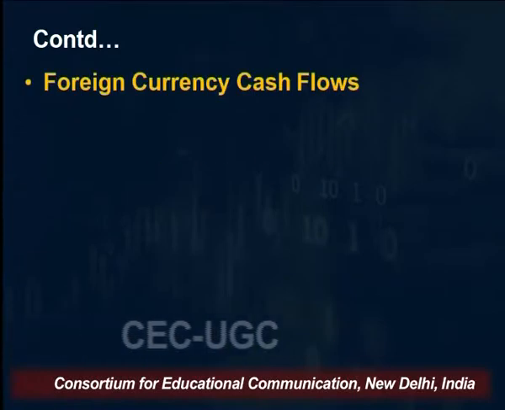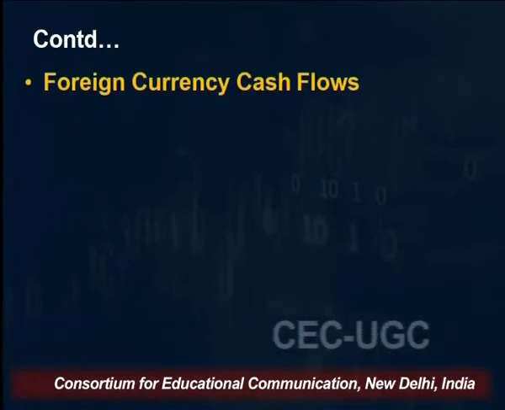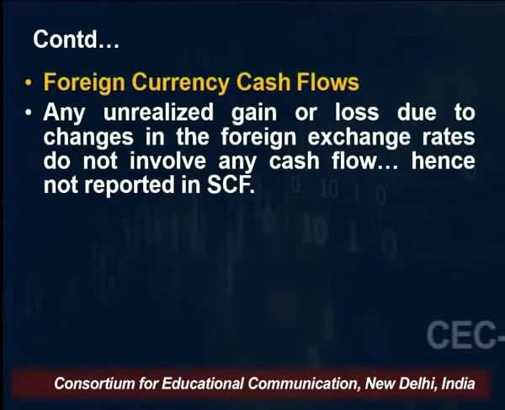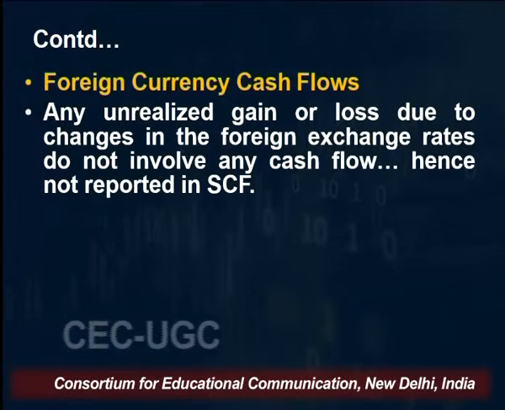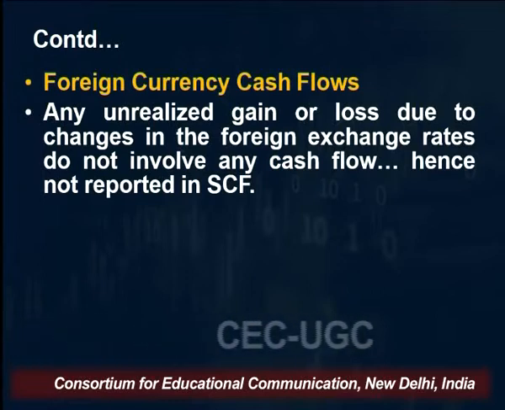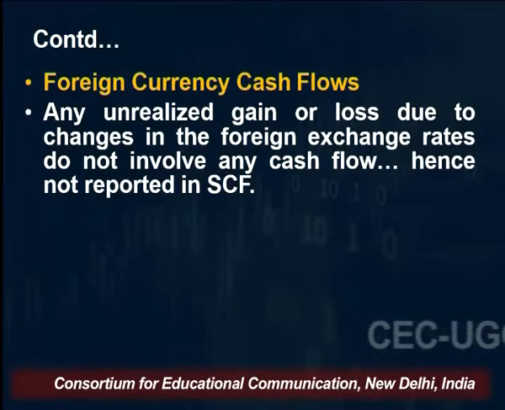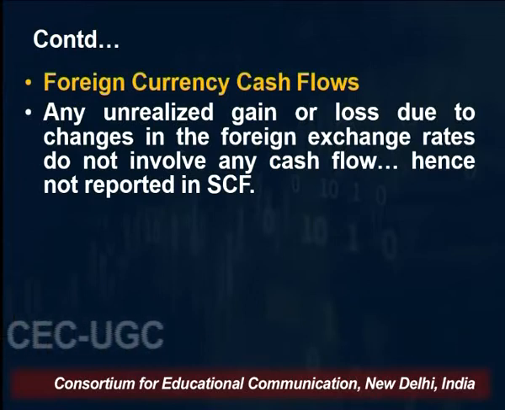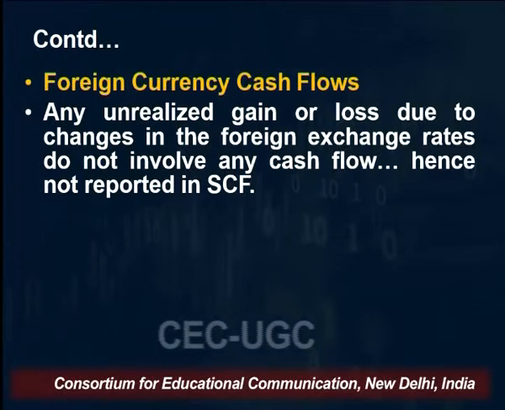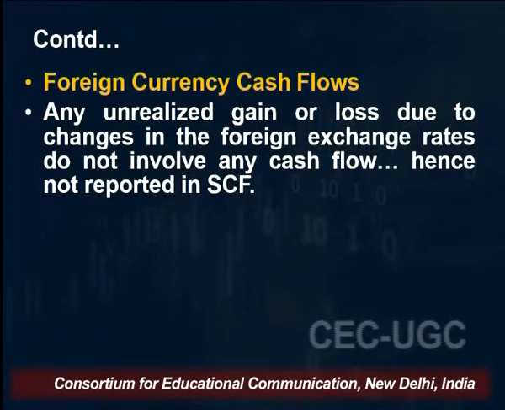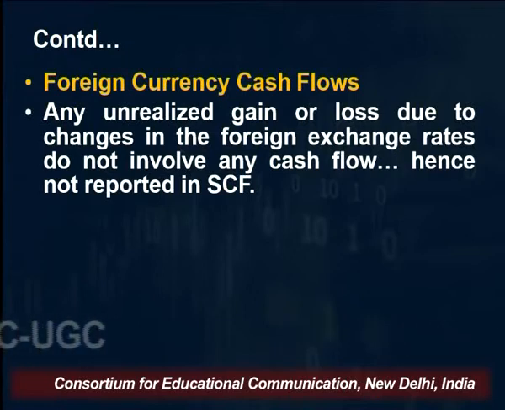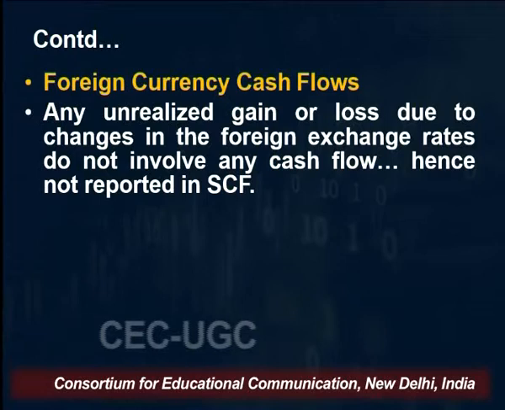Another important transaction is foreign currency cash flows. If you have any unrealized gain or loss due to change in the foreign exchange rates, just do remember that you have to first identify whether it involves any cash flow or not. Remember, an unrealized gain or loss due to change in the foreign exchange rates does not involve any cash flow, so we are never going to report it in the statement of cash flow.